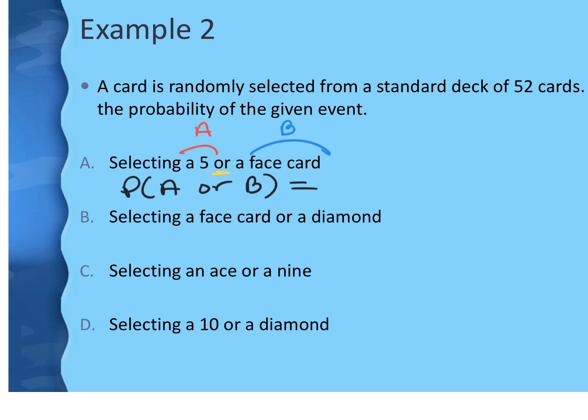And I need to figure out, what does this look like? So selecting a 5, there are 4 5s in the deck of cards. I have the 5 of hearts, 5 of diamonds, 5 of clubs, and 5 of spades. So 4 of them. And then my face cards, there's actually 12 of them. I have a jack, queen, king for all 4 suits. Notice between event A, the 5s, and the face cards, there's nothing in common. So this is an example of disjoint or mutually exclusive.